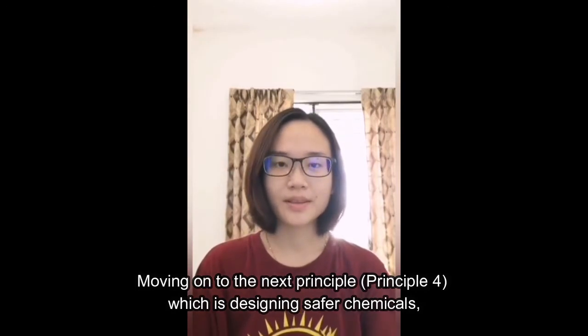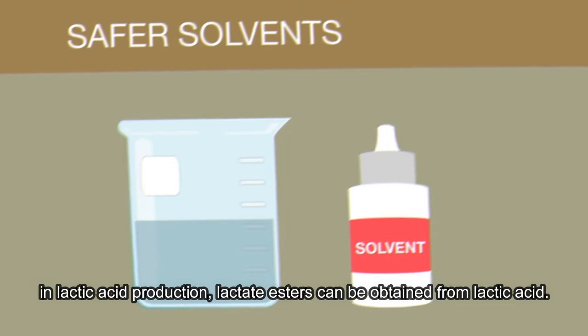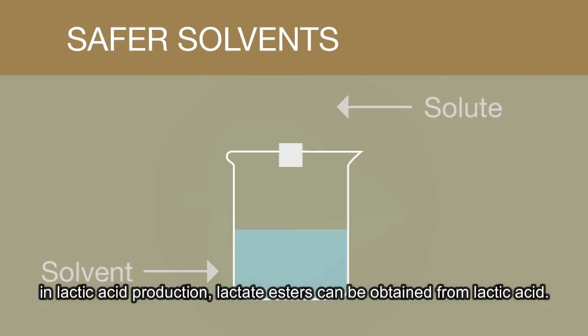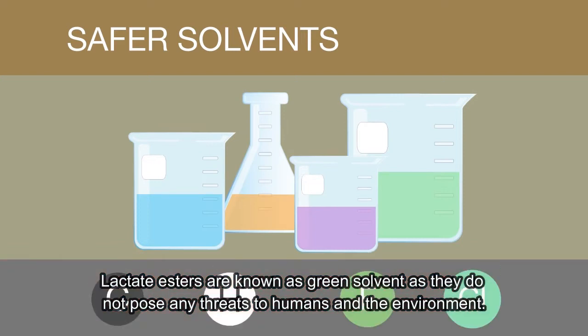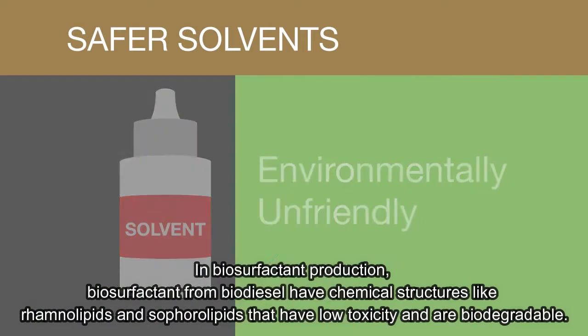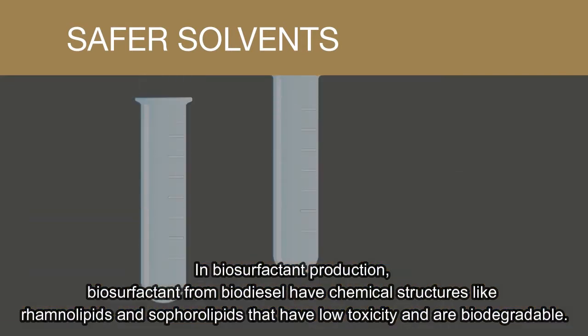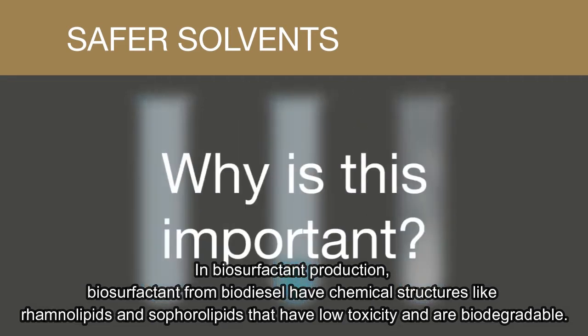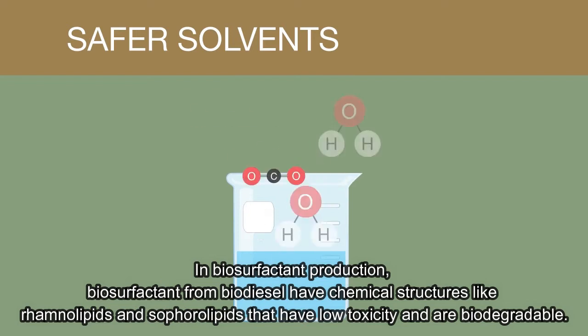Moving on to the next principle, which is designing safer chemicals. In lactic acid production, lactate esters can be obtained from lactic acid. Lactate esters are known as green solvents as they do not pose any threats to humans and the environment. In biosurfactant production, biosurfactants from biodiesel have chemical structures like rhamnolipids and sophorolipids that have low toxicity and are biodegradable.